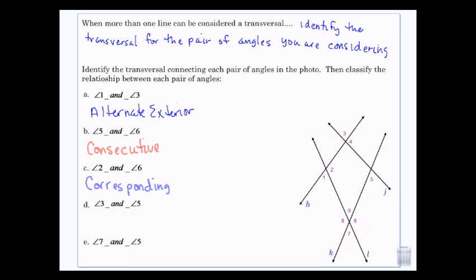Okay, and then I'm going to look at 3 and 5. So here's 3 and here's 5. So here's my 2 lines. So J is my transversal. They are on the outside and opposite sides. So they are alternate exterior.